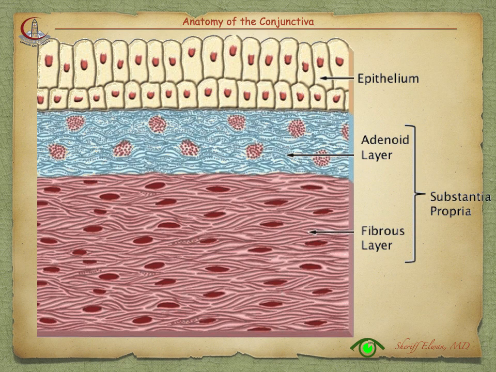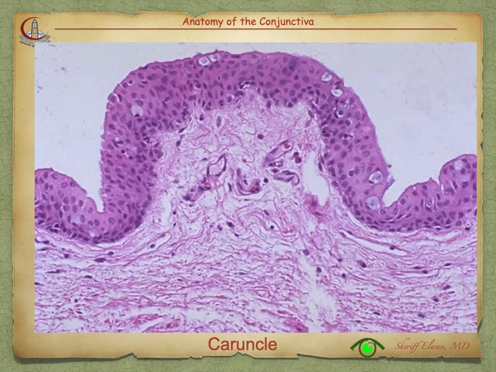Epithelium, 2 to 5 layers, here 2 layers. The adenoid layer with the lymphoid aggregates and the fibrous layer with the fibrous tissue. The two together compose the substantia propria. Now the caruncle. The caruncle has epithelium of multiple layers with folds, but non-keratinized as well.